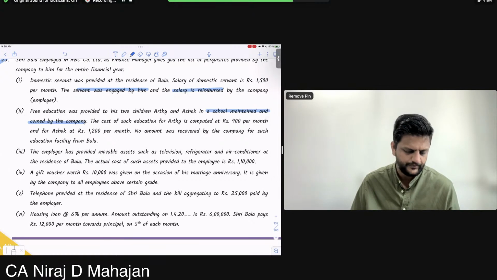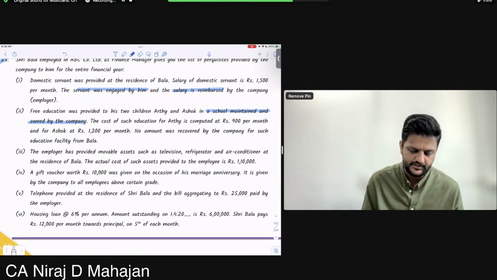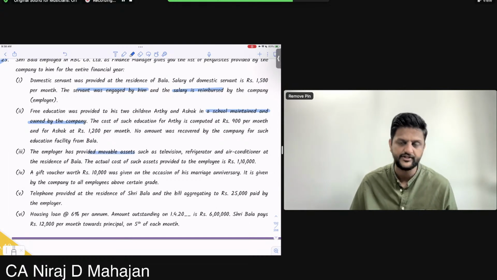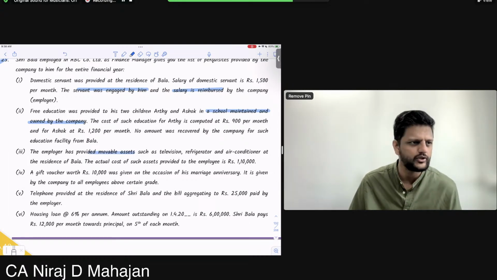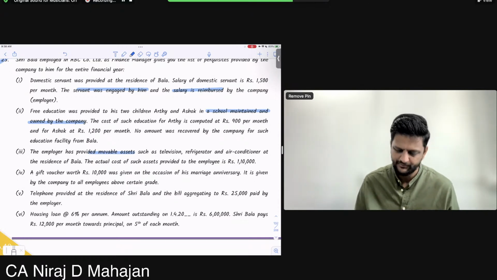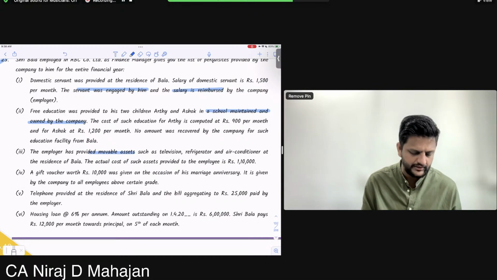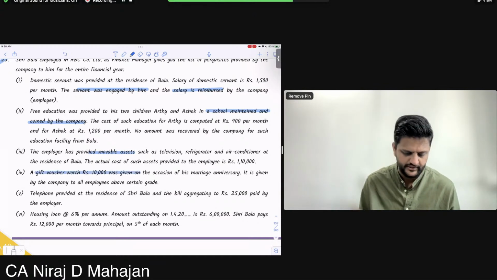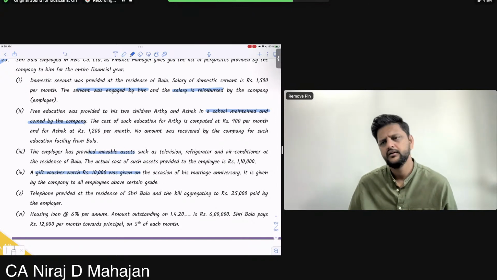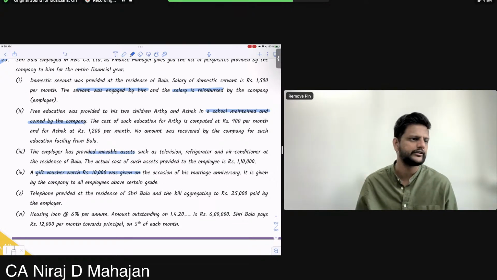Then no problem, good. The employer provided movable assets: television, refrigerator, AC at residence of Bala. 10% of actual cost per annum. The actual cost of such asset is 1,10,000, so 10%. A gift voucher of 10,000 was given on his marriage anniversary. It was given by company to all employees above certain grade, but gift voucher up to 5,000 is exempt, so 5,000 taxable.